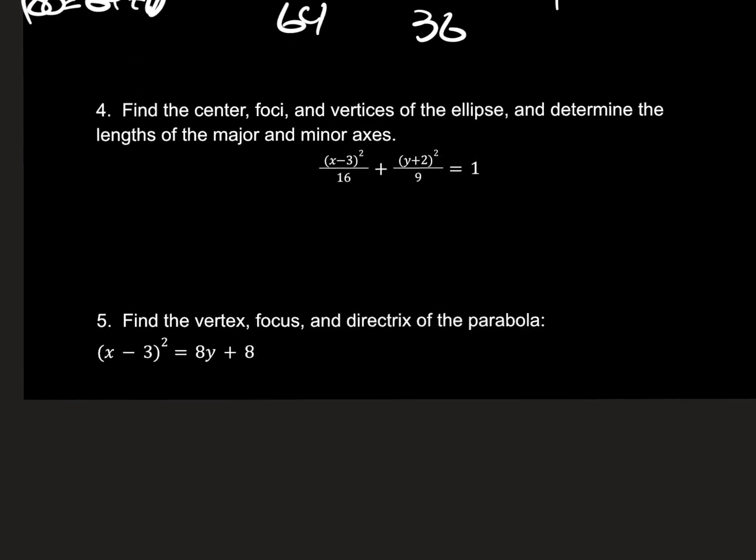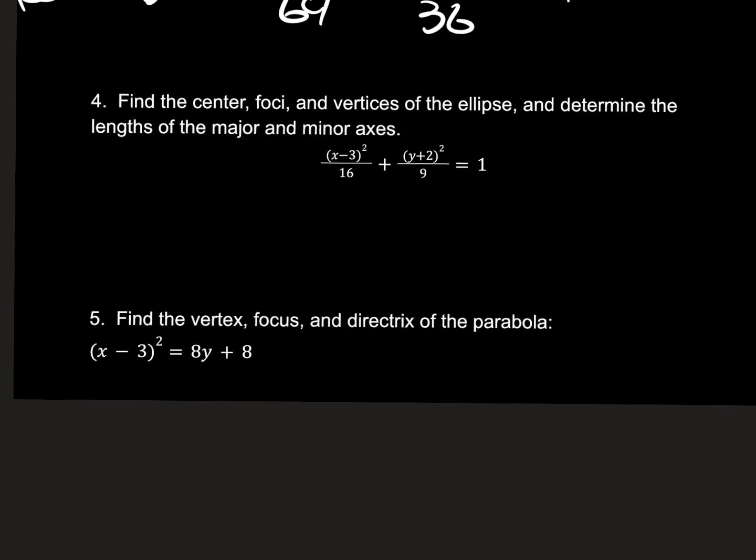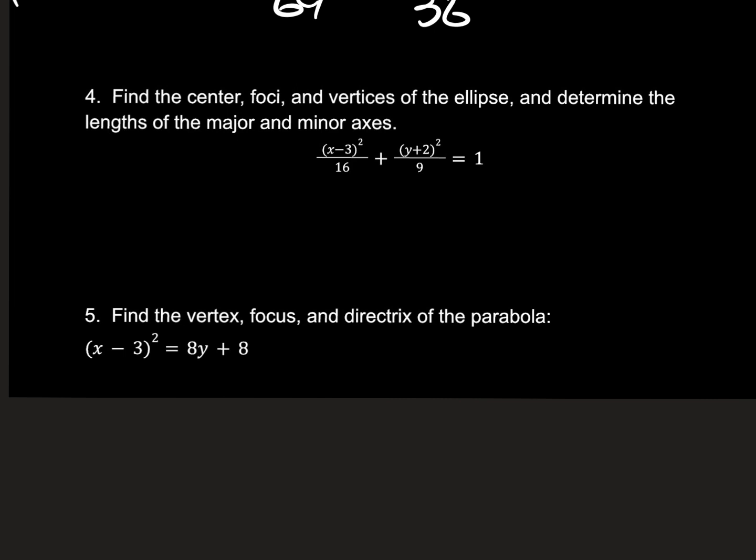Number 4. Same stuff as number 1 and 2, except now the center is not 0, 0. So we have to actually find the center first. So I'm going to say, okay, the center is going to be at 3, negative 2. Remember, it's the opposite of what's inside. It would probably help a lot to draw a graph here. So I'm going to go to 3, negative 2, down here.